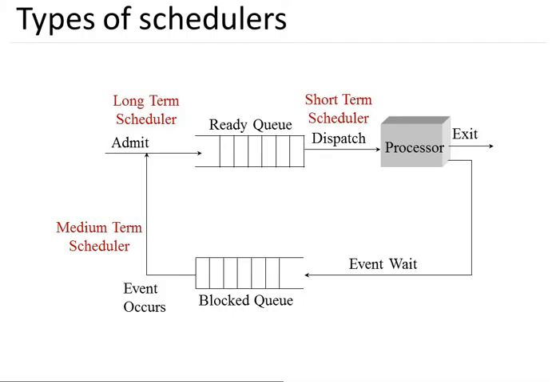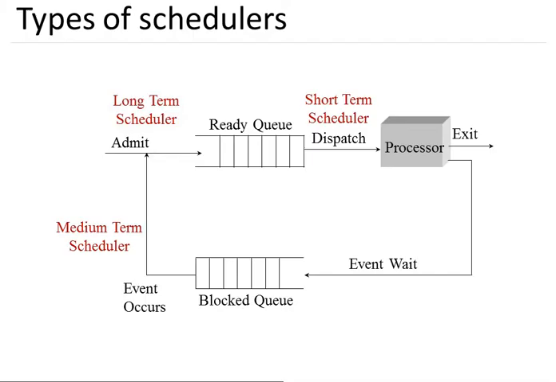Whereas the short term scheduler is very frequent in use. Why? Because whenever the CPU switches to another process, the short term scheduler needs to come into the picture, and it has to select a particular process from the ready queue and assign it to the processor, the CPU.